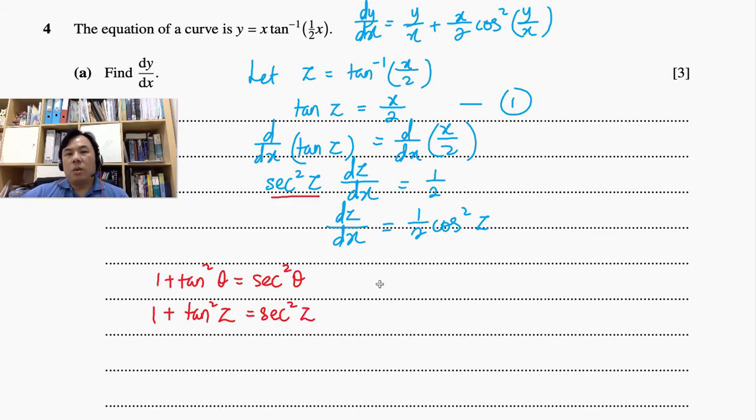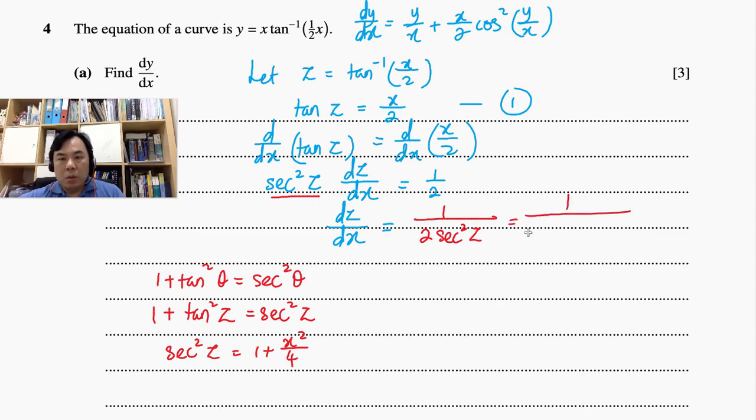Now this is our secant square z. Therefore, our secant square z is equal to 1 plus a square of tangent, which means this is x squared over 4. Now that is our secant square z. Therefore, from here, instead of writing cosine itself, you can write it down as 1 over 2 secant square z, which is the same as 1 over 2 times 1 plus x squared over 4.